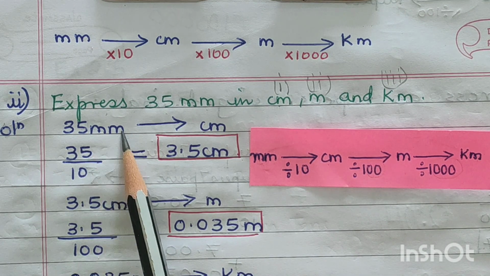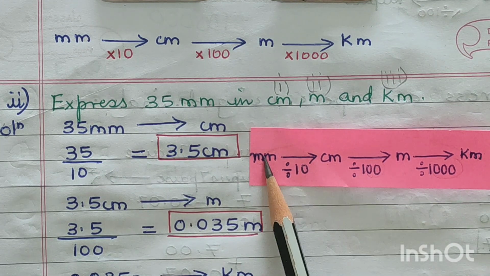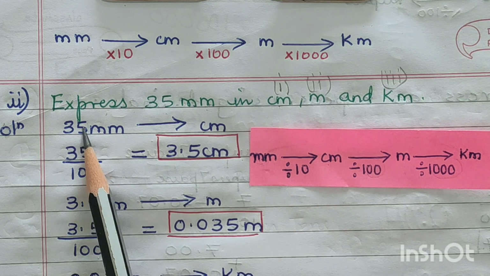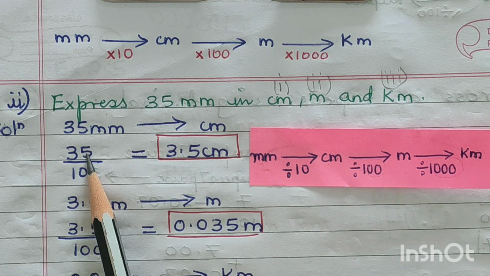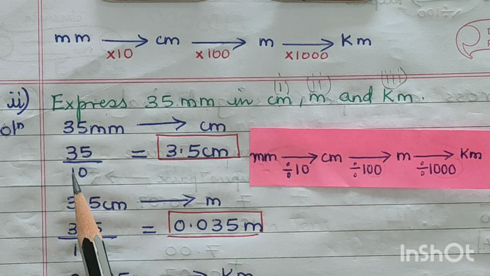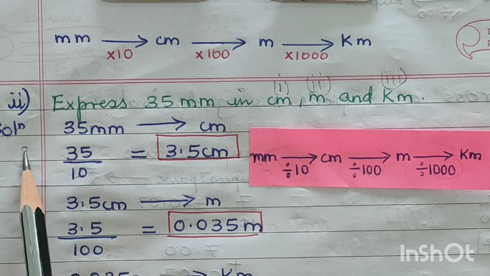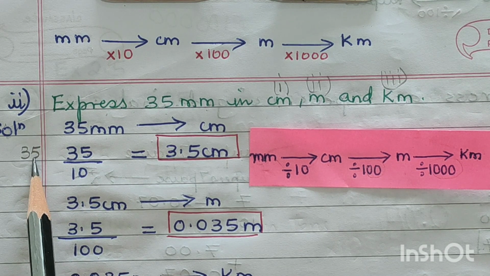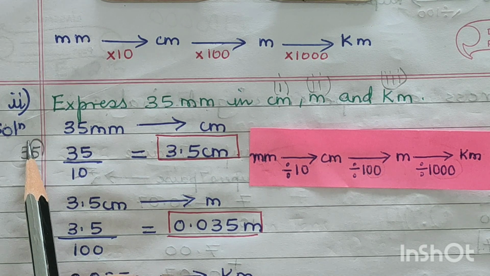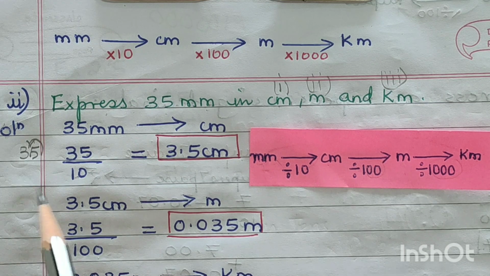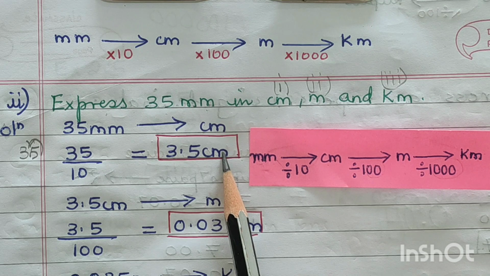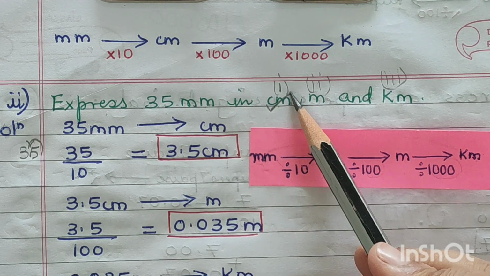So 35 millimeters to centimeters. That means millimeter to centimeter is divided by 10. So take 35, and since I want to convert millimeters to centimeters, I have to divide this by 10, which means I have 35 and the decimal point is here. Move one place to the left, so my decimal point comes in the middle now. So my answer will be 3.5 centimeters. This was the first part, which we are done with.